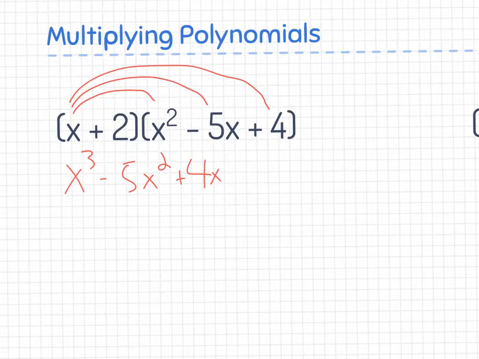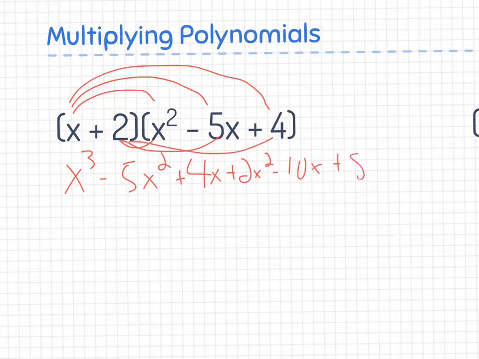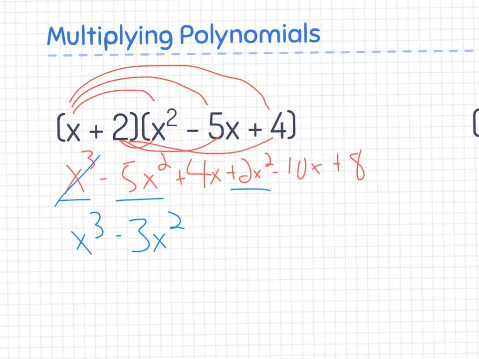Then I distribute the 2, and notice I took the x, my very first term in the first polynomial, and distributed it to all the terms in the second polynomial before I move on to the next one. Then I get 2 times x squared, 2 times negative 5, which gives me a negative 10x, and then 2 times 4, which is 8. Combine your like terms. There's only one x cubed. I have an x squared and x squared. That gives me a negative 3x squared. 4x and negative 10x is a negative 6x. And then my constant is plus 8.